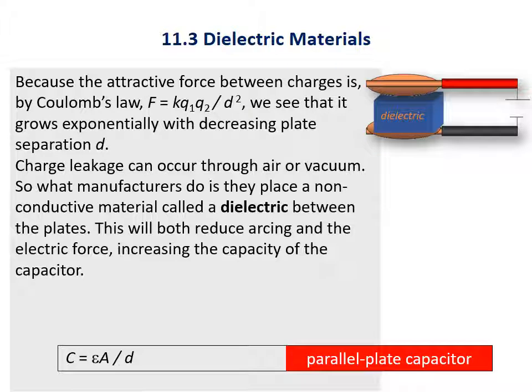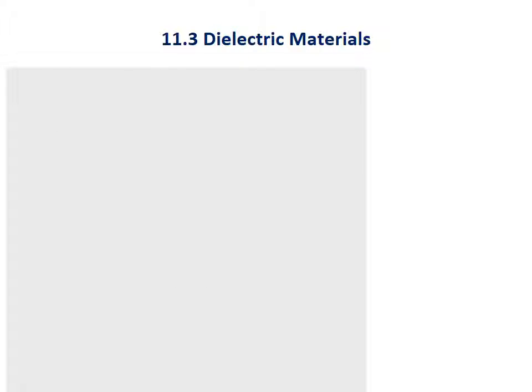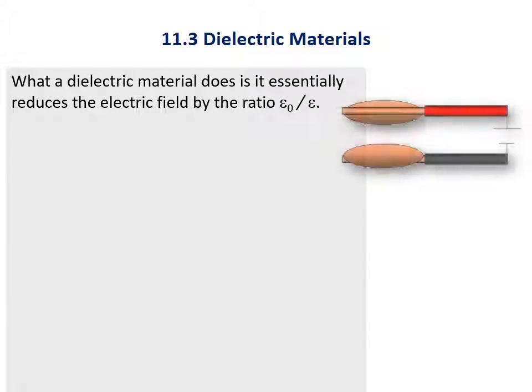So for a parallel plate capacitor, we have C equals epsilon, that's the permittivity of the dielectric material, times the surface area of the parallel plate divided by the separation distance between the plates. And please recall that epsilon is the permittivity of the dielectric, epsilon naught is the permittivity of free space and air. They're pretty close. The dielectric acts to reduce the electric field by a ratio epsilon naught over epsilon.